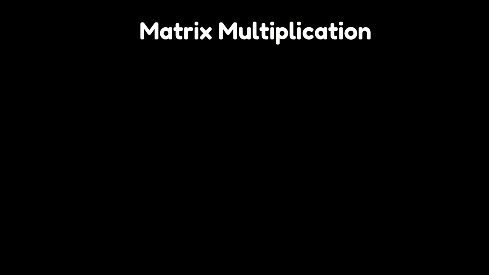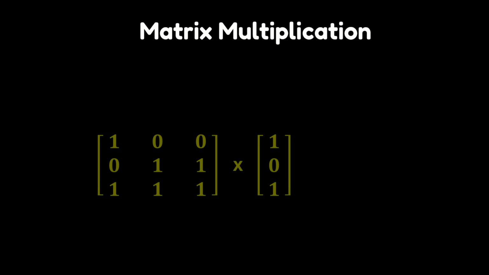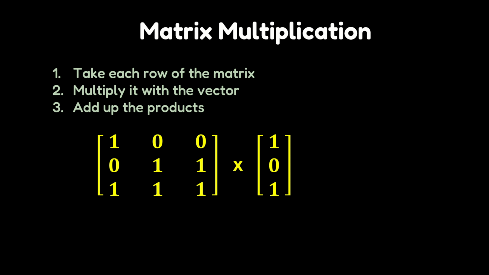The rule is very simple. A matrix transforms a vector by combining the vector's values with the matrix's rows. To multiply a matrix by a vector, we do the following. Take each row of the matrix, multiply it with the vector, add up the products. That gives us the new vector.